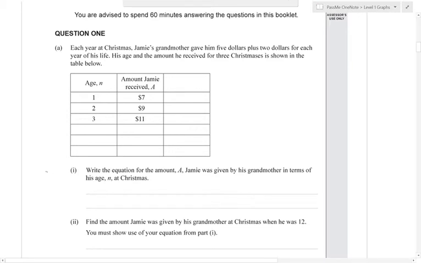So we'll come to our first question here, which is: write the equation for the amount Jamie was given by his grandmother in terms of his age n at Christmas. Up the top it said that his grandmother gave him $5 plus $2 for each year of his life. So it's going up by 2n, where n is the number of years of his life, and he starts out with plus 5. The only other thing we have to put in there is a equals, and that's our answer for question 1. In terms of achieve, merit, excellence, that would be achieved, so you'd expect to see a U in your assessors column.